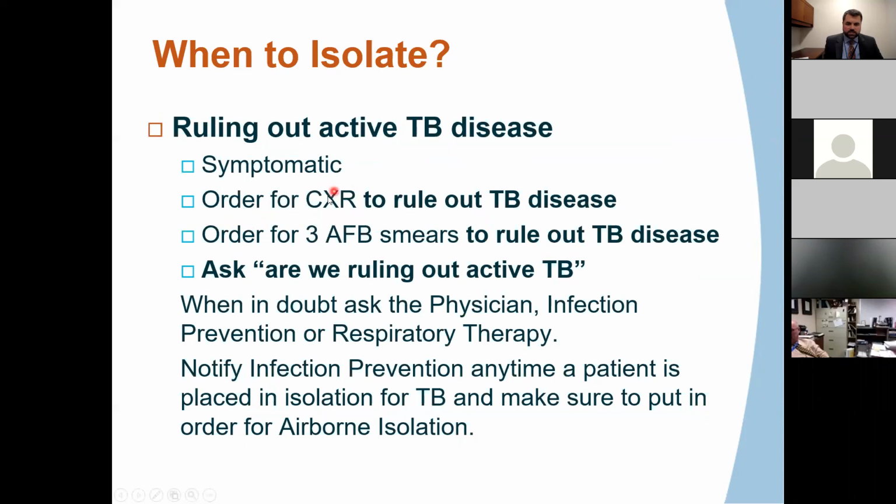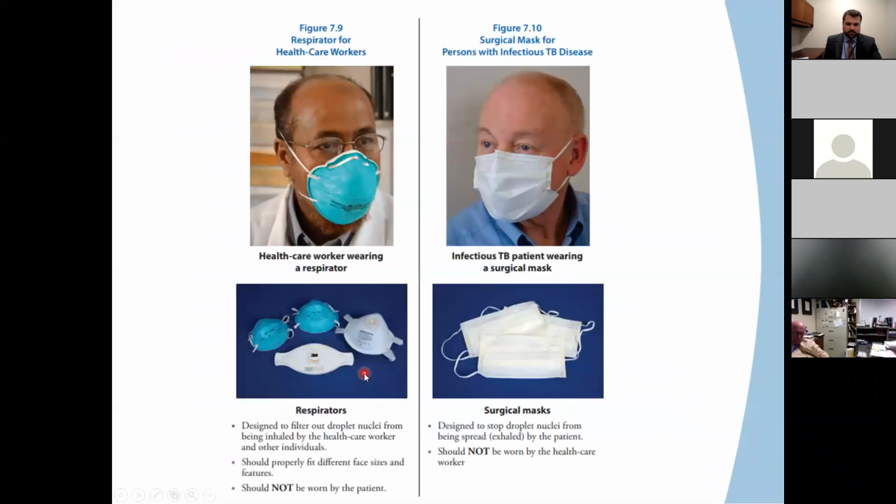Order a chest X-ray to look for any abnormal signs in their chest. Order 3 AFB smears to rule out TB disease, and ask, are we ruling out active TB? When in doubt, ask the other providers and see what the plan is.